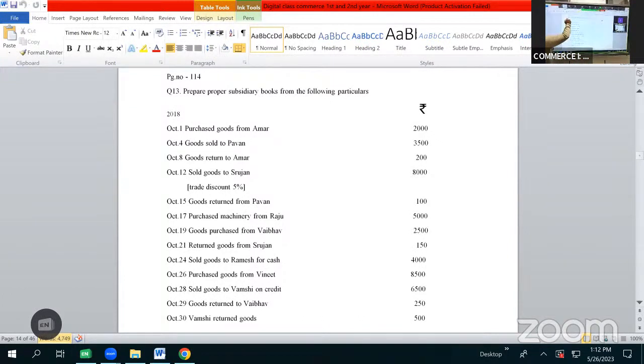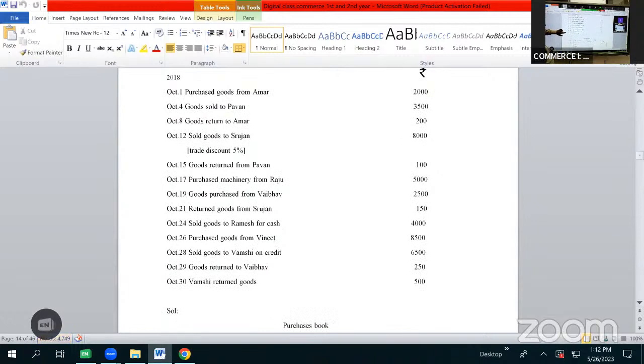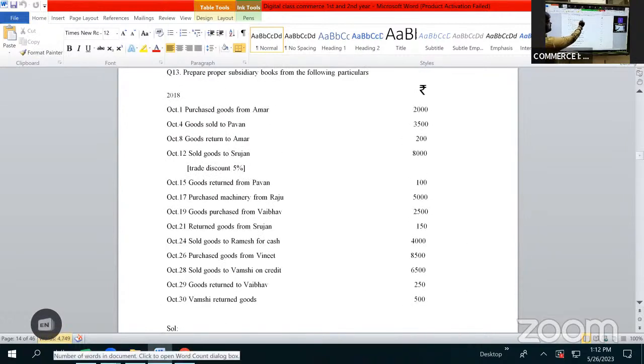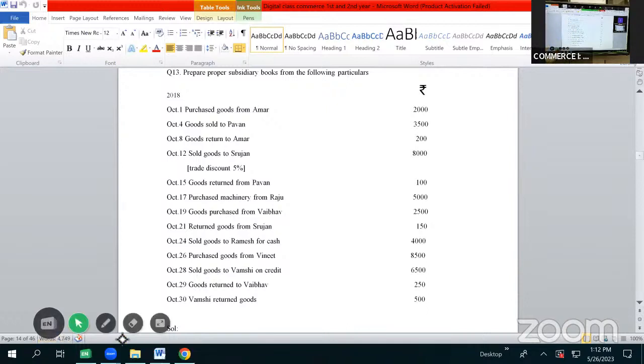Let us continue with the question. Question number 13, page number 114. Prepare proper subsidiary books from the following particulars. The transactions are given for the year 2018 for the month of October. So here we have purchased goods from Amar. Proper subsidiary books in the sense we need to read the transaction and identify whether we have to prepare purchase book, sales book, purchase return book, or sales return book.